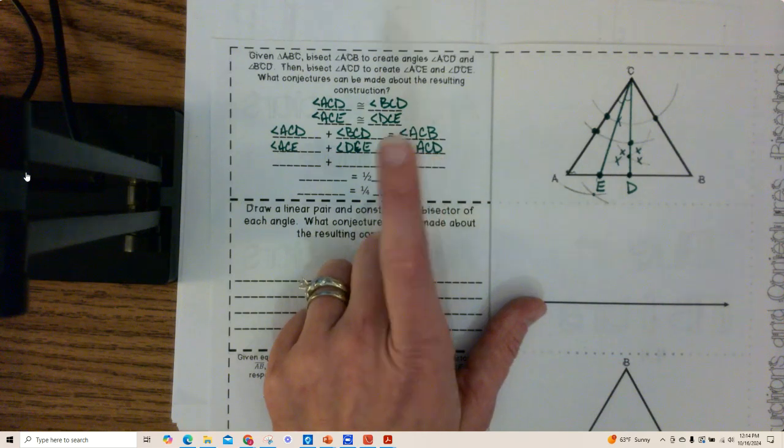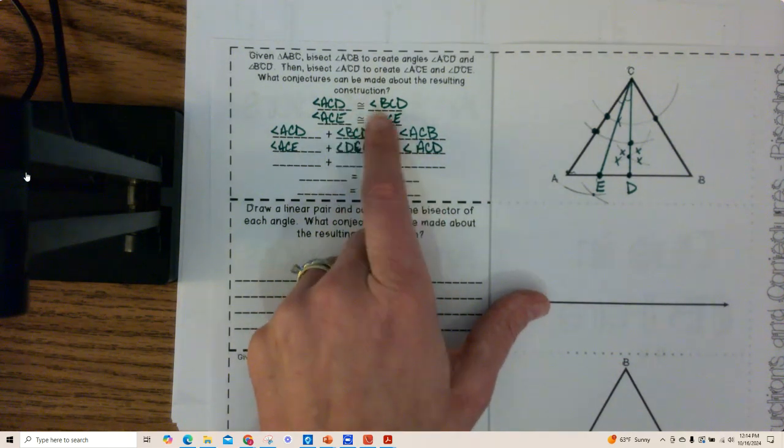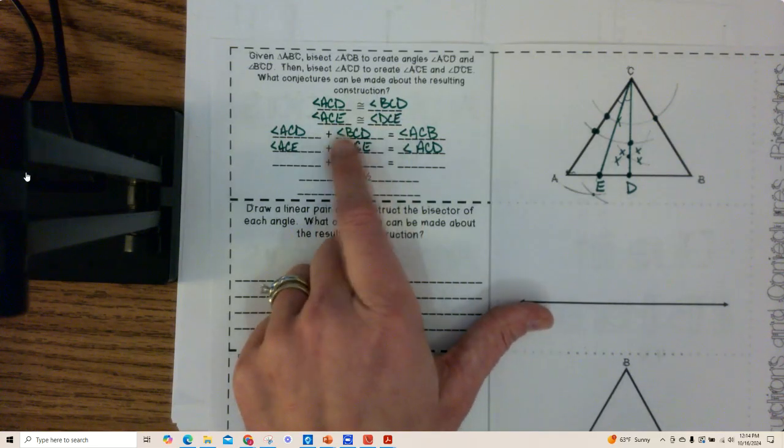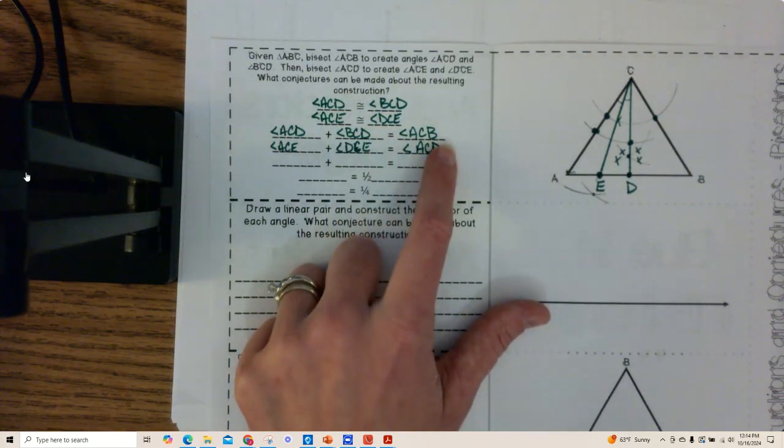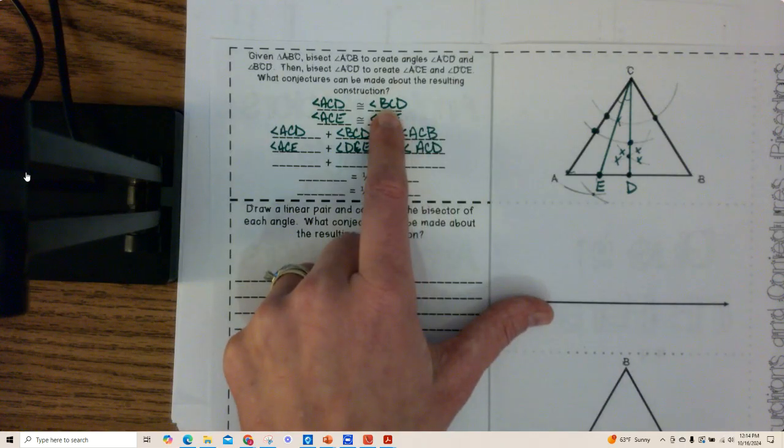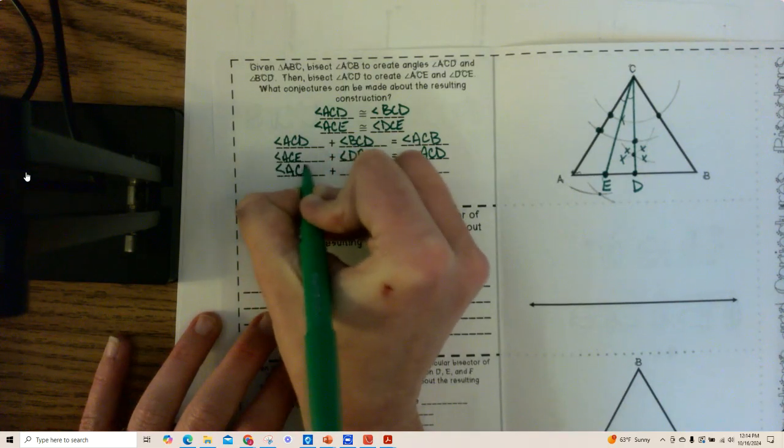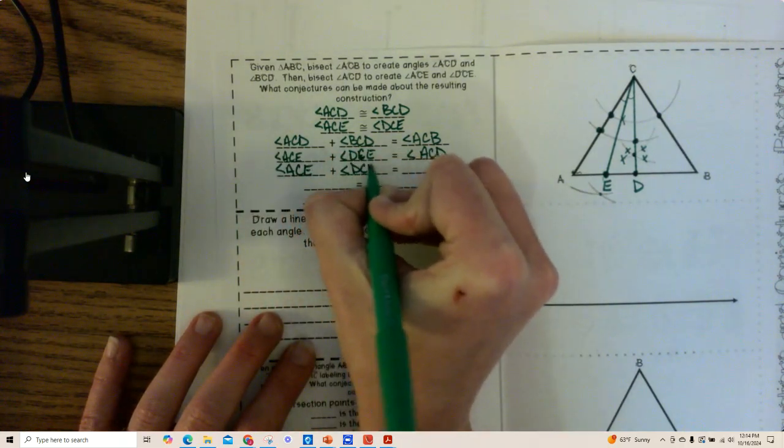BCD. Because ACD is congruent to BCD. So if these two add up to make this one angle, then they also add up to make that other angle. Okay? Those are properties that you probably have not seen or talked about since 6th grade. Like if 6 plus 4 equals 10, then it's also equal to 5 plus 5. We can write math problems in all these different ways.